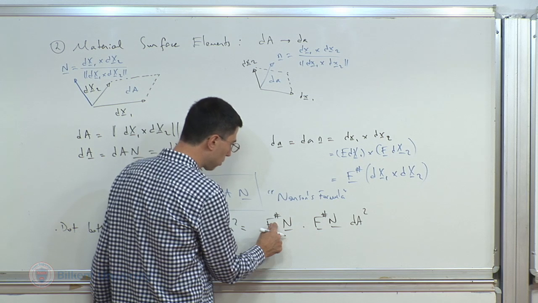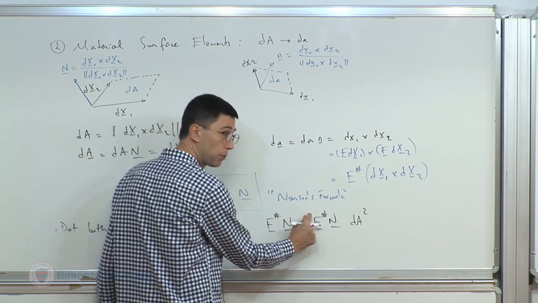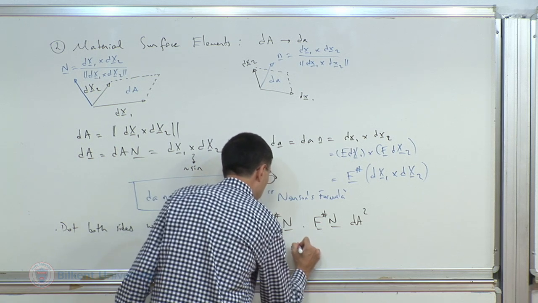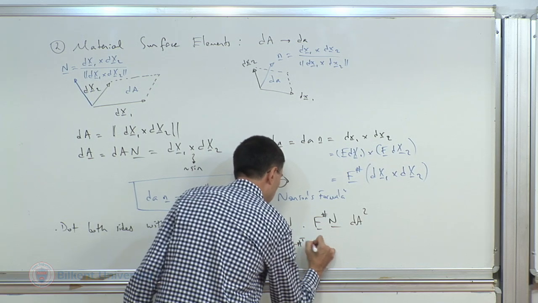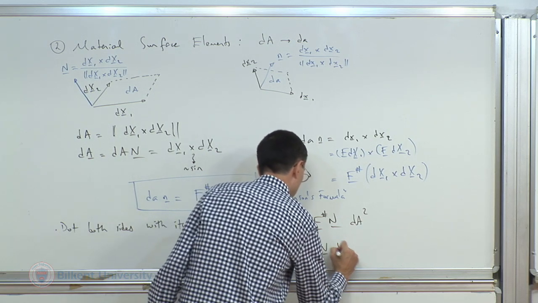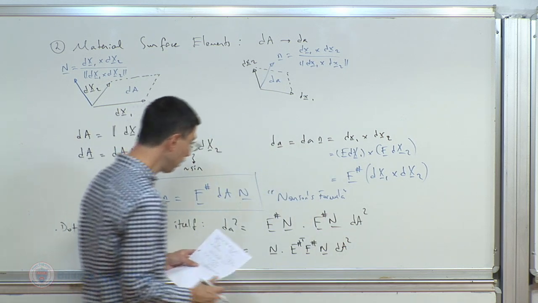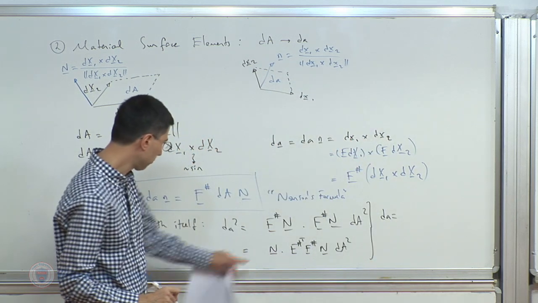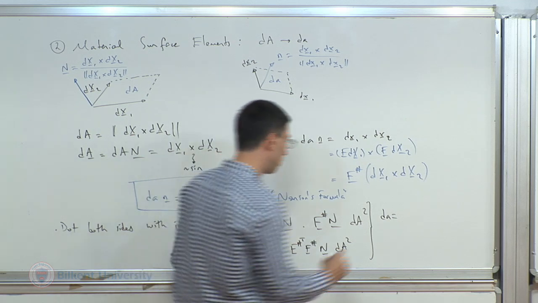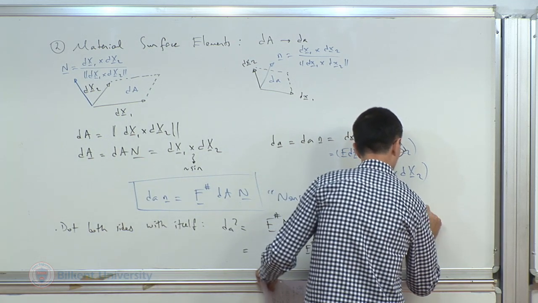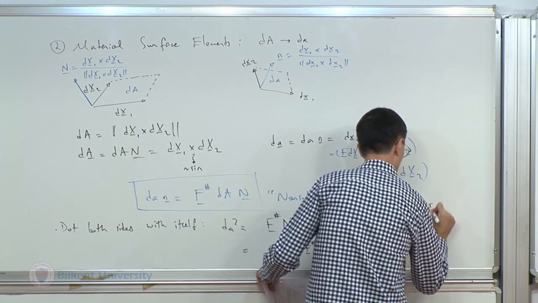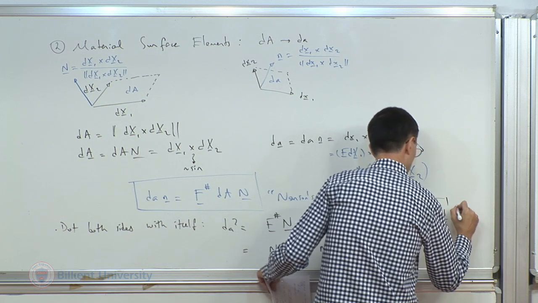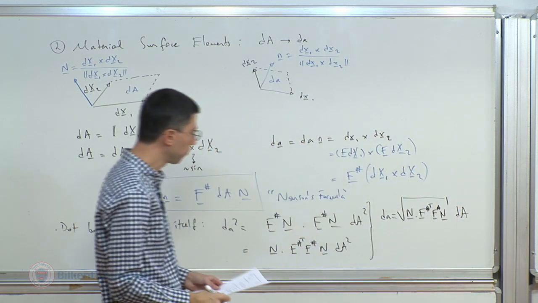It's nice to take this tensor and put it to the right-hand side. Of course, there comes in a transpose, so I will have n dot F sharp transpose F sharp n dA squared. Or you can take now the square root of both sides, and in the square root you will have this quantity, times dA.